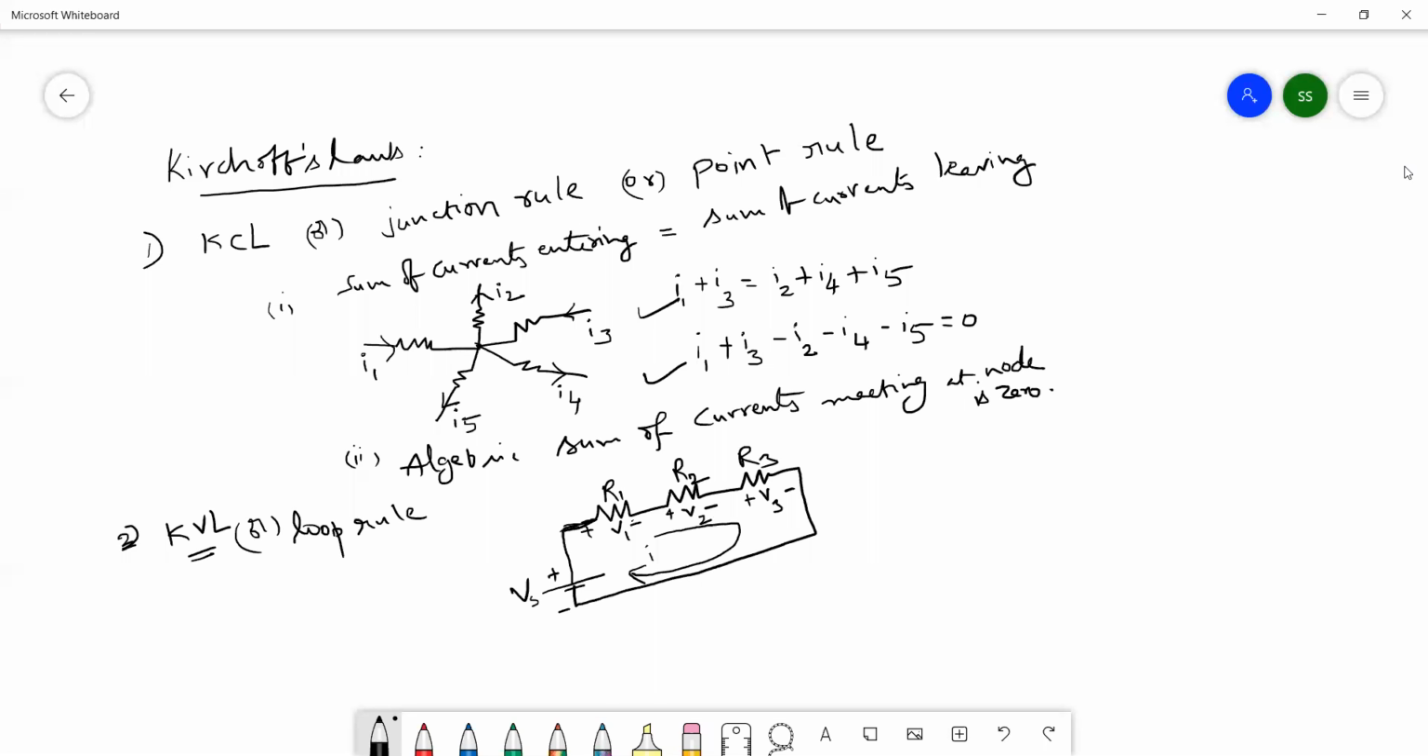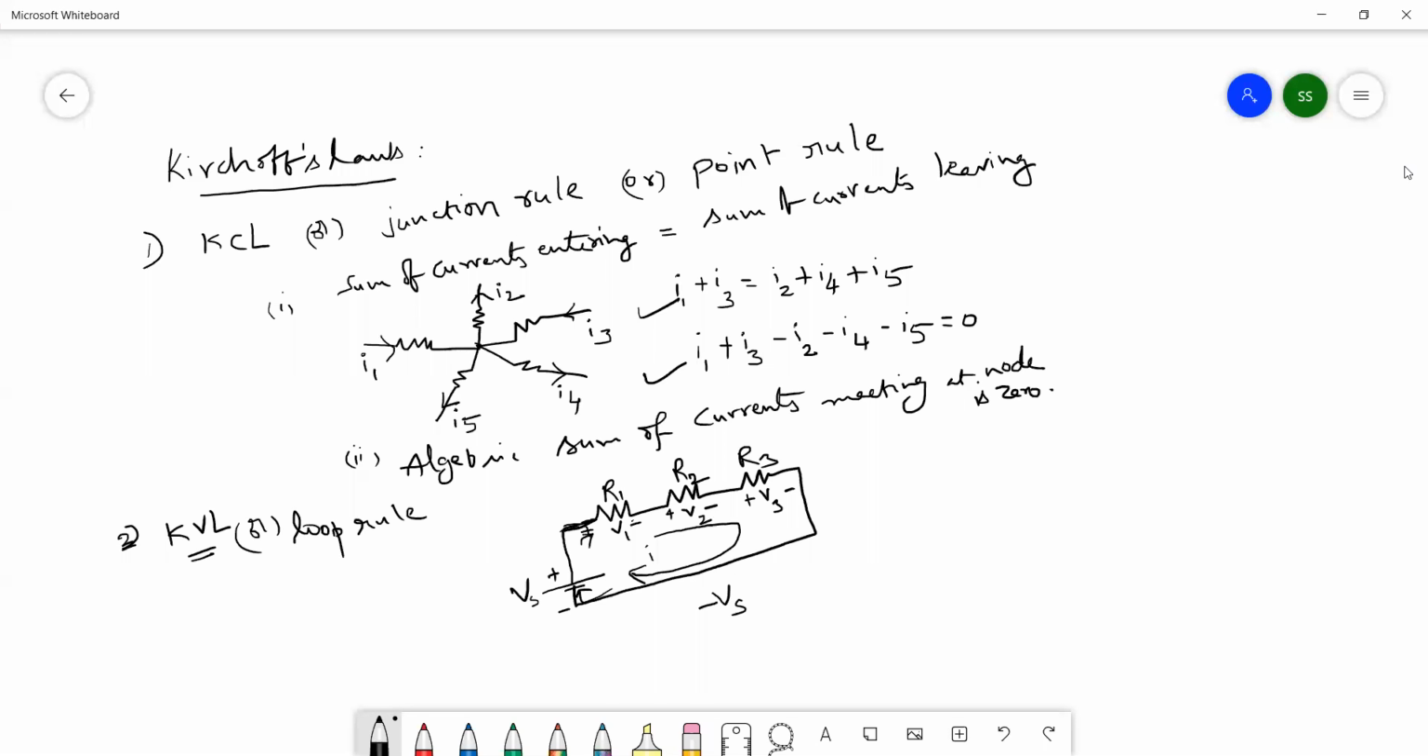This direction will be entering the first polarity. So which polarity? Negative. So minus, what is the value of that voltage? Vs. And then it moves on, entering at R1. What is the voltage drop?